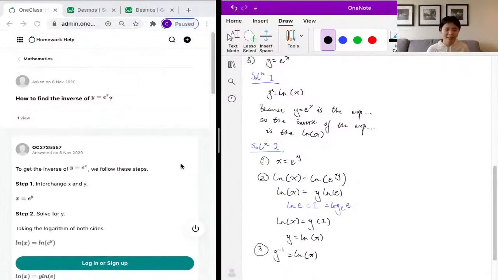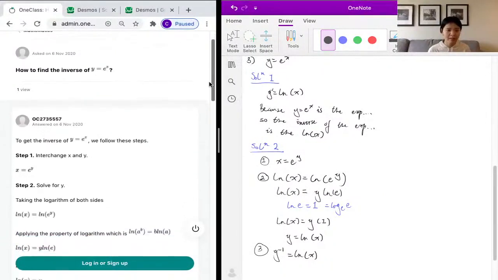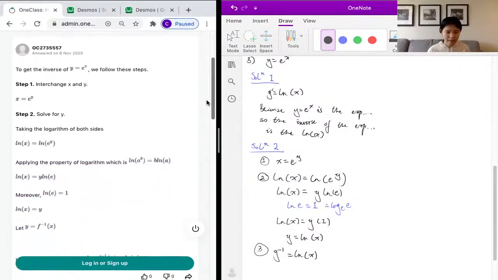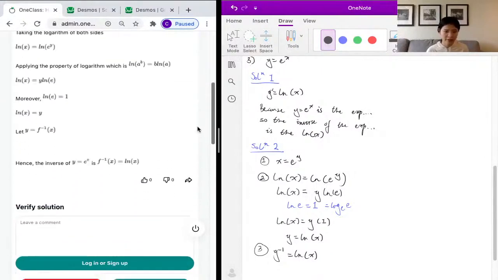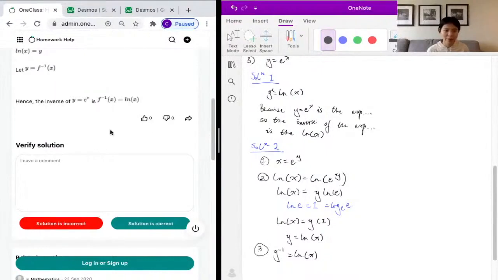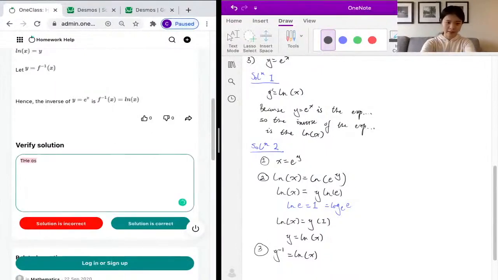Now, let's look at our sample solution here and see what they did. They adopted approach number 2, and basically they did the same thing as us, except they used a different notation for y to the power of -1. So yeah, let's just say the solution is correct. Solution is correct. Excellent job. Nice.